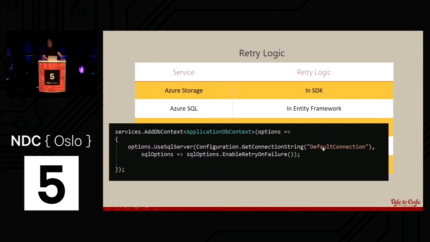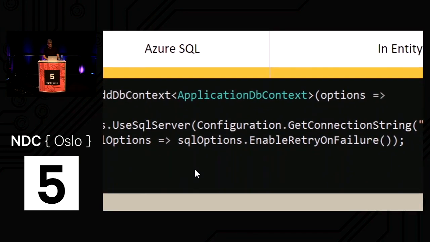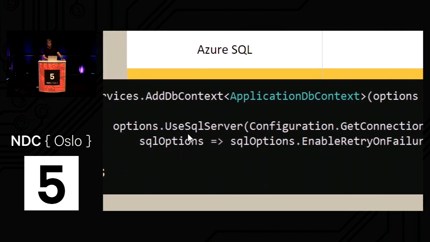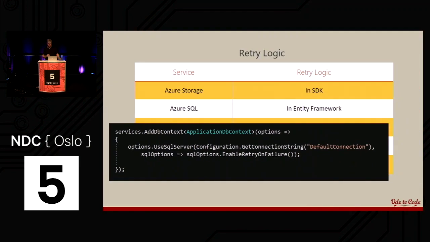For the entity, so Azure SQL is one exception. There's no SDK for Azure SQL. It's just using ADO.NET. But in the entity framework, both the entity framework before .NET Core and entity framework core, there are some resiliency features built in. Essentially, with entity framework core, this would be a snippet of code from an ASP.NET Core application or a .NET Core application. There's an extension method for SQL options where I can say enable retry on failure.